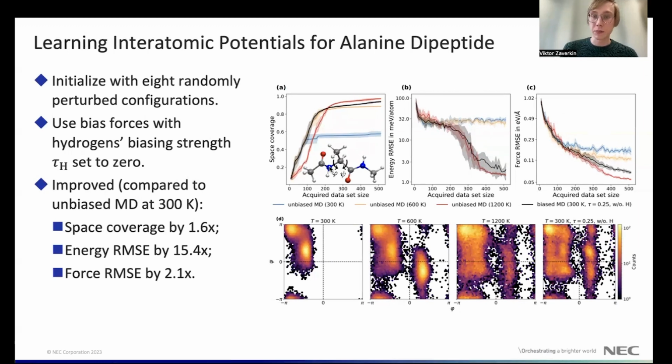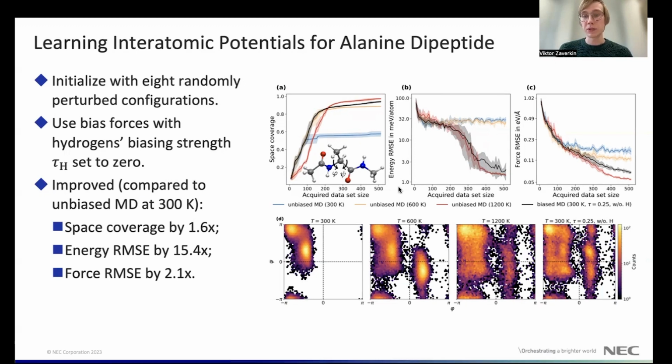If you look at these panels here, we see that compared to unbiased molecular dynamics simulation at 300 Kelvin, we explored the space of these two dihedral angles, these two slow modes, more efficiently if we bias our atomistic simulation, our molecular dynamics simulation, by our uncertainty bias. And the coverage here is improved by a factor of 1.6. And this, of course, correlates to improved energy and force RMSEs by factors of 15 and 2.